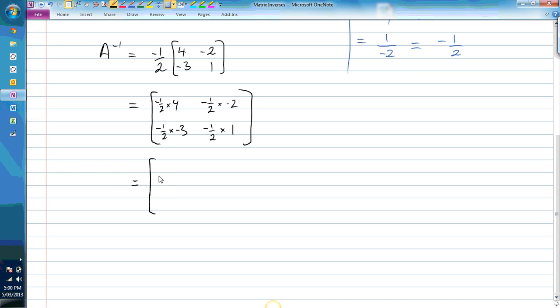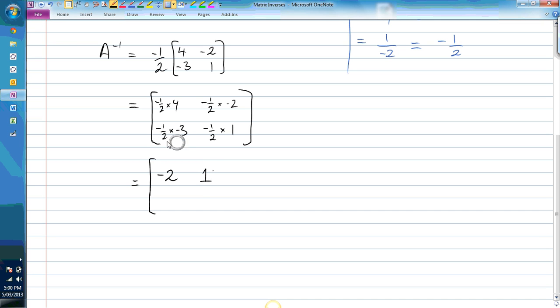Minus 1/2 times 4 is going to be minus 2. Minus 1/2 times minus 2, a half. Okay, let's think about what's happening here. Two negatives, a negative times a negative is a positive. A half times 2 is going to be 1. So it's going to be positive 1 in this spot.